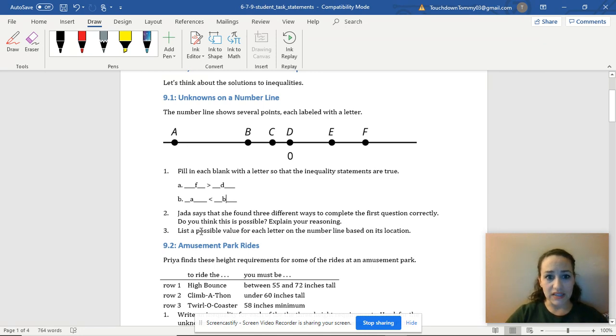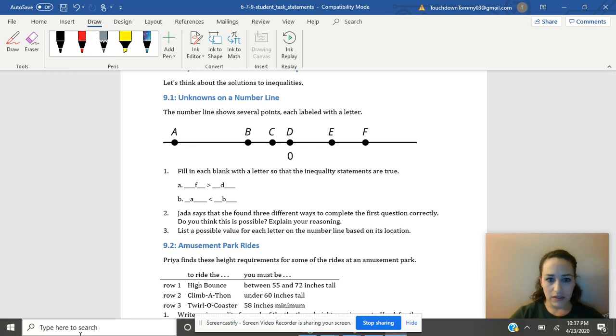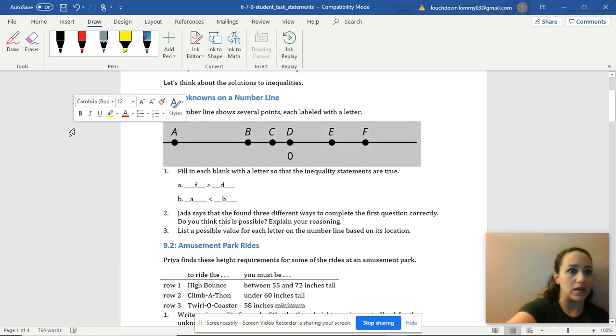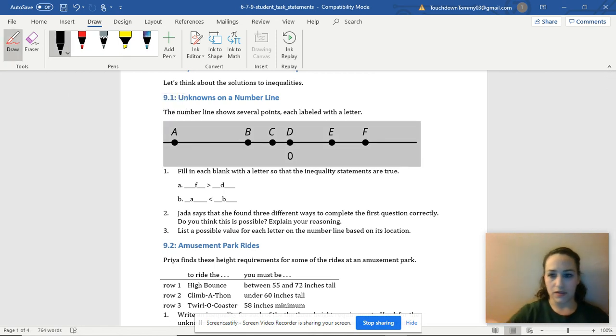And then we're asked to list a possible value for each letter on the number line based on its location. Okay, list a possible value. Now, oh, I don't have a drawing tool on here, but all right, I'm trying to do this a different way today and see if it'll work any better. So if I can draw straight on here, hopefully it'll let me.